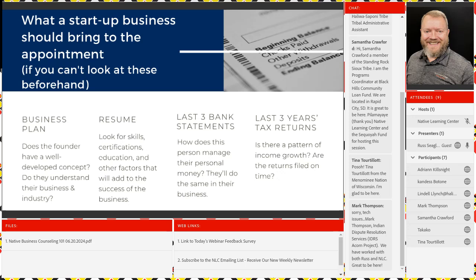Can they bring a resume? Can they get you a resume so that you can look at their skills, certification, education, and anything else that's going to help you have a comfort level that they are going to have some measure of success? Now, if you look at a resume and they've had a different job every 6 months for the last 6 years, they are probably not going to have the grit to maintain business. They're not going to stick with it.